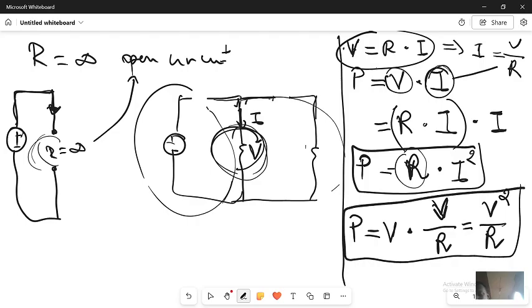So I have three formulas. The first formula, P equal V multiplied by I. Second formula, P equal R multiplied by I square. Third formula, P equal V square divided by R.